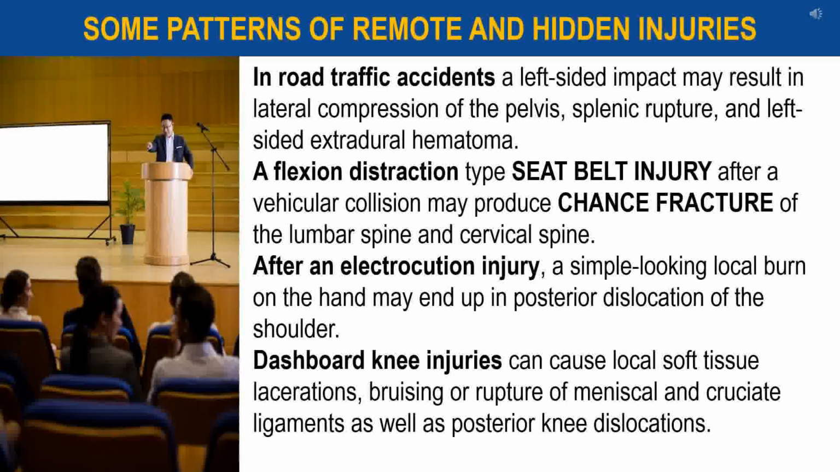After an electrocution injury, a simple looking local burn on hand may end up in posterior dislocation of the shoulder and even collapse due to a fatal cardiac arrhythmia. Dashboard knee injuries are a fairly common mechanism of trauma in passengers sustaining road traffic accidents. They can cause a syndrome of knee trauma, including soft tissue lacerations, bruising, or even rupture of meniscal and cruciate ligaments, as well as posterior knee dislocations. In all of the above situations, maintaining a high index of suspicion for remote and hidden injuries may save the patient's limb and life.